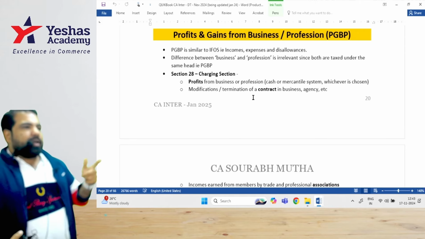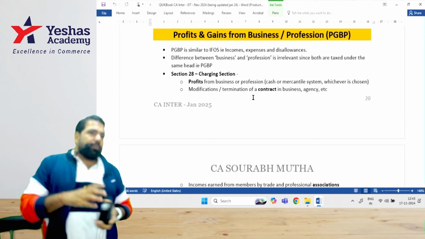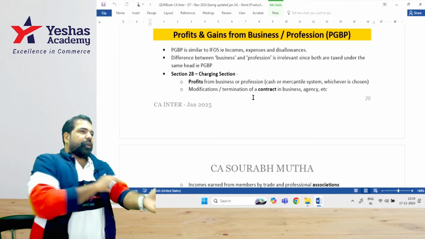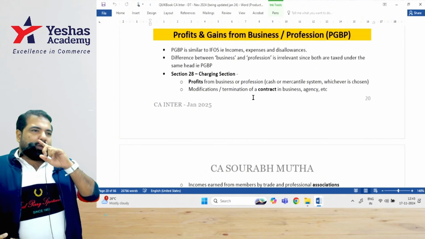Yes. Same thing for plant and machinery and furniture. Example, Yeshas Academy, guys. Will they be spending on all these maintenance? All that will be a deduction under PGBP. We move to the next one.